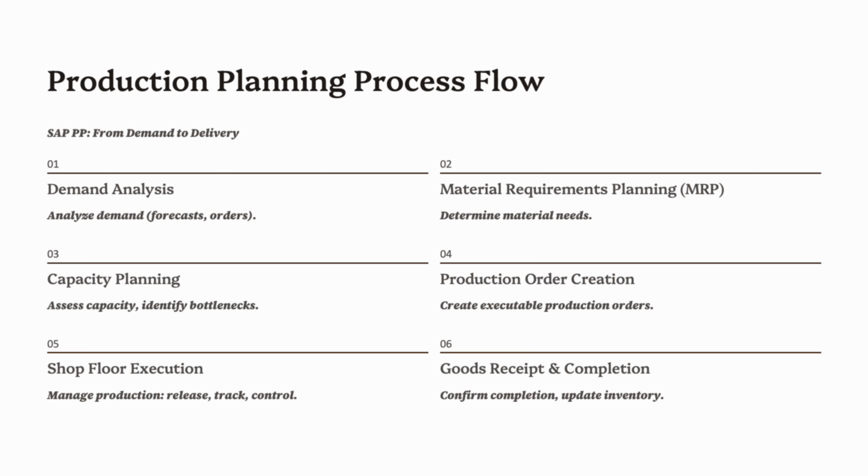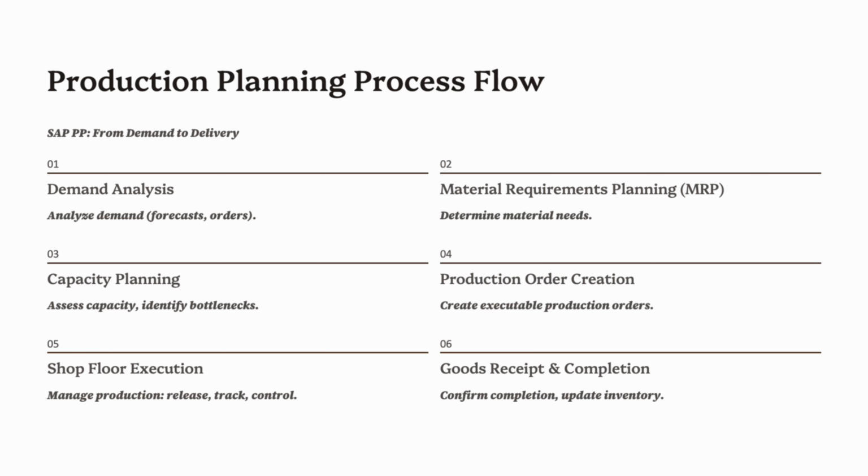Material Requirements Planning, MRP. Based on demand, SAP calculates what raw materials, components, and capacities are required. MRP generates procurement proposals like purchase requisitions or planned orders. Capacity planning. SAP checks whether machines, work centers, and labor can handle the workload. If not, planners can adjust schedules or reallocate resources.